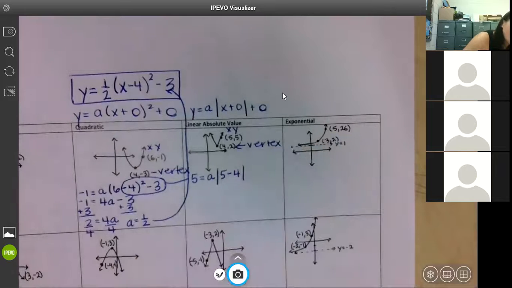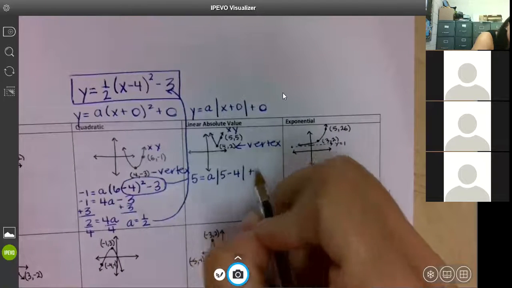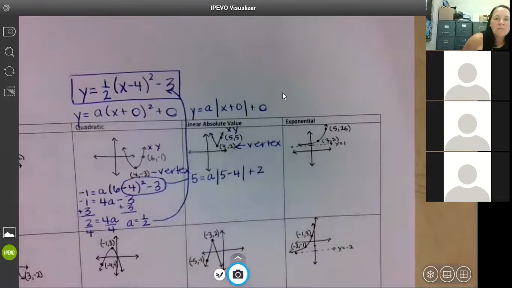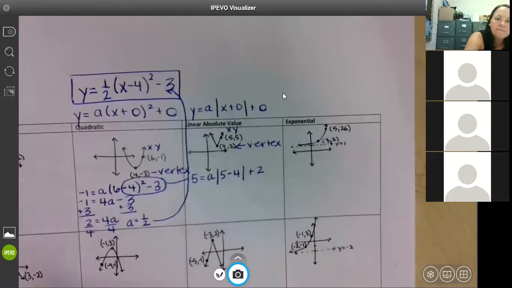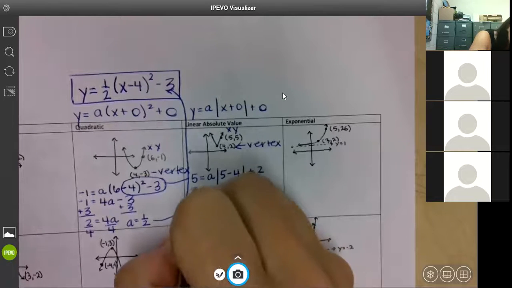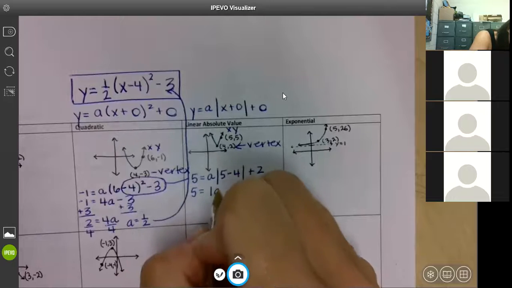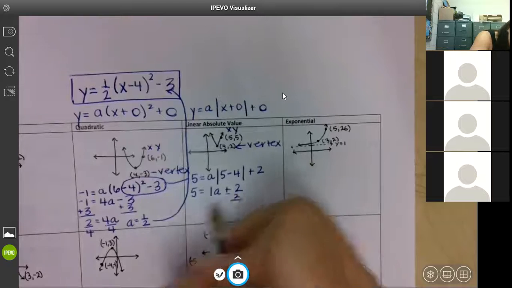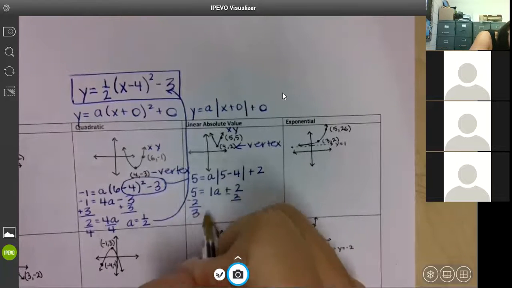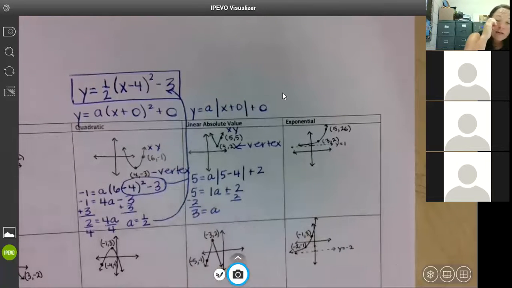Finish out your absolute value. Your vertex y stays the same. It's a +2. Clean it, solve it, rewrite it. What's 5 minus 4? 1. Absolute value of 1 is 1. It's always a positive. Absolute value is always positive. Times a is 1a. And then we have +2. Finish it out by subtracting 2. And we get 3 equals a.